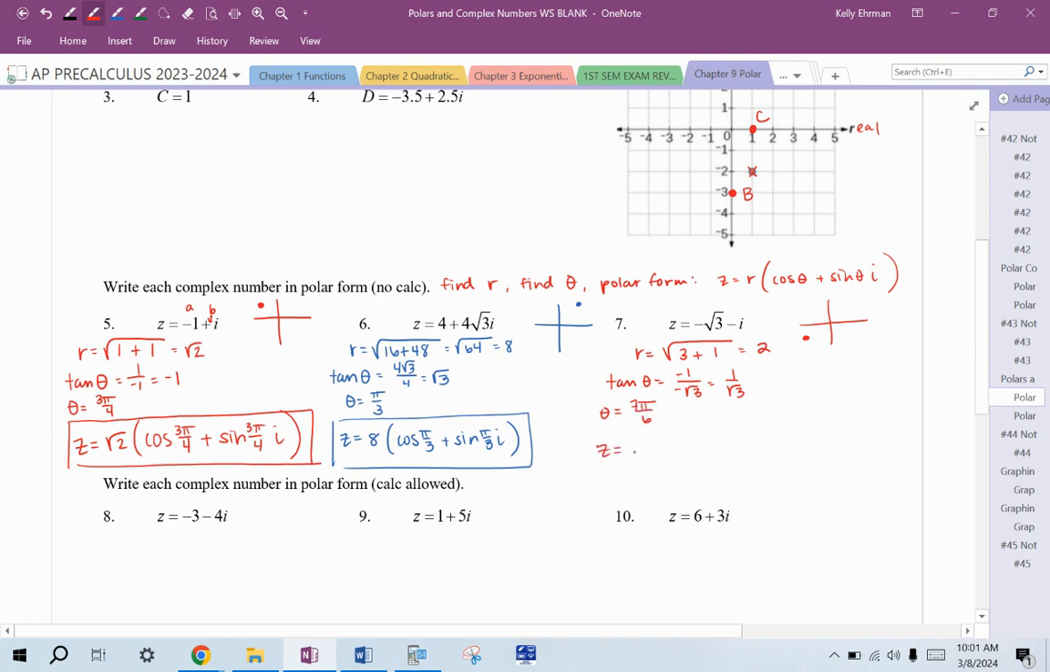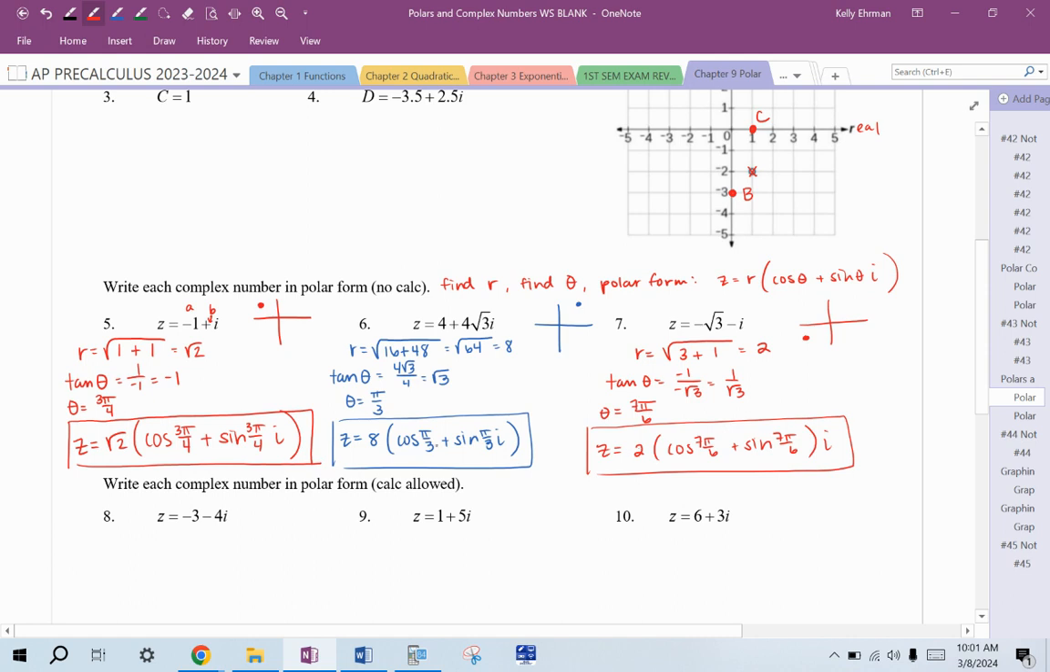And now the complex number is R, which is 2, times the quantity cosine of 7 pi over 6 plus sine of 7 pi over 6 times I. We talked about this in the notes. I think you can use pi over 6, and then you'd have to make this negative 2.